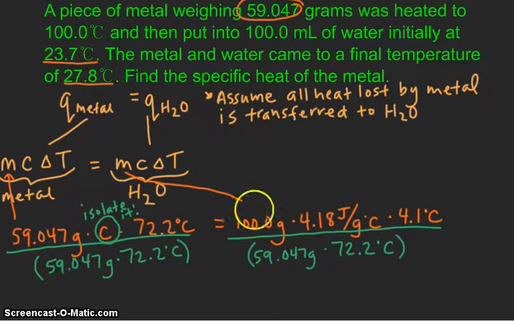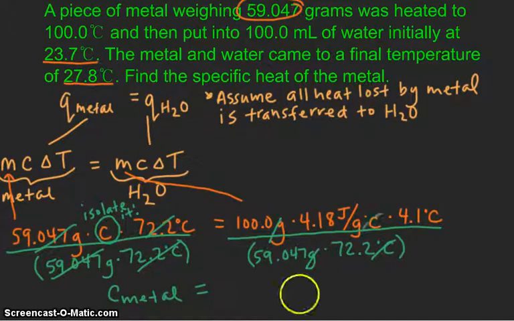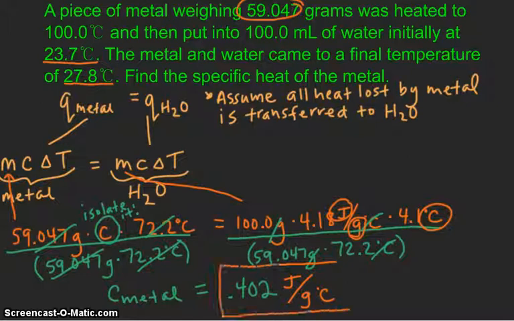Just take care that when you're plugging it into your calculator, 100 times 4.18 times 4.1 divided by your 59.047 times 72.2, just make sure that bottom part is in parentheses. Once I plug that in, I'll have the specific heat for the metal. When I do that, I get a specific heat of 0.402, and then the unit for my specific heat is joules per gram degrees Celsius. And that's my final answer.